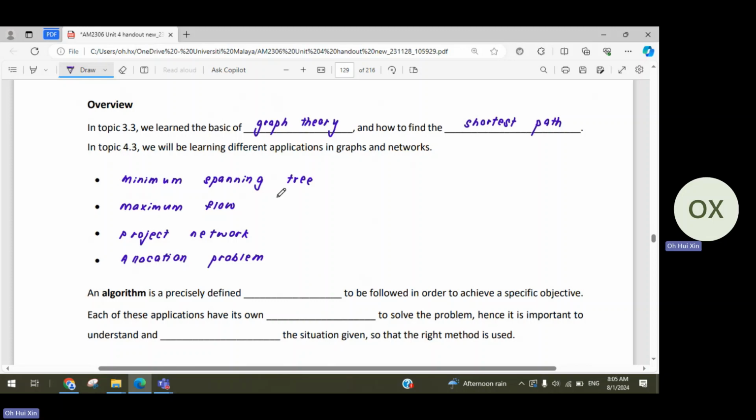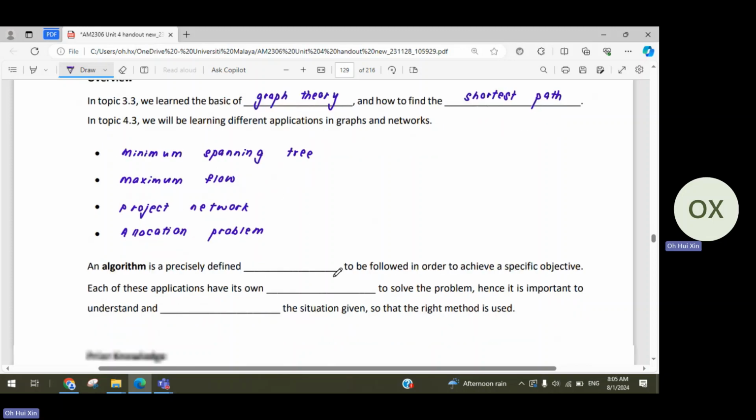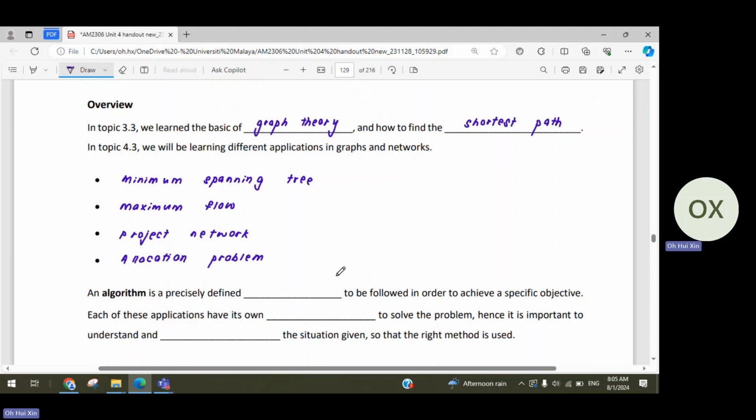For all these 4 applications, each will have its own algorithm that you will need to learn. An algorithm is basically a precisely defined procedure, that is, a set of steps that you need to follow to solve a certain problem. Each of these applications will have its own algorithm. So it's important for you to understand what situation you have and what problem you want to solve.